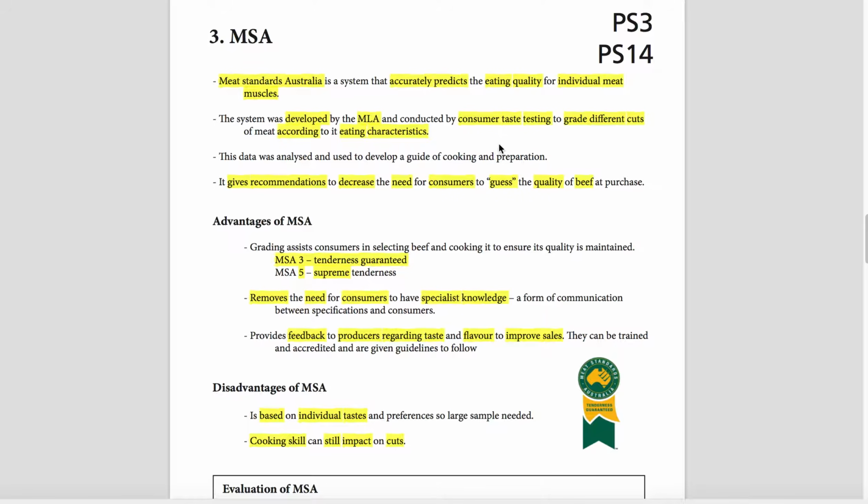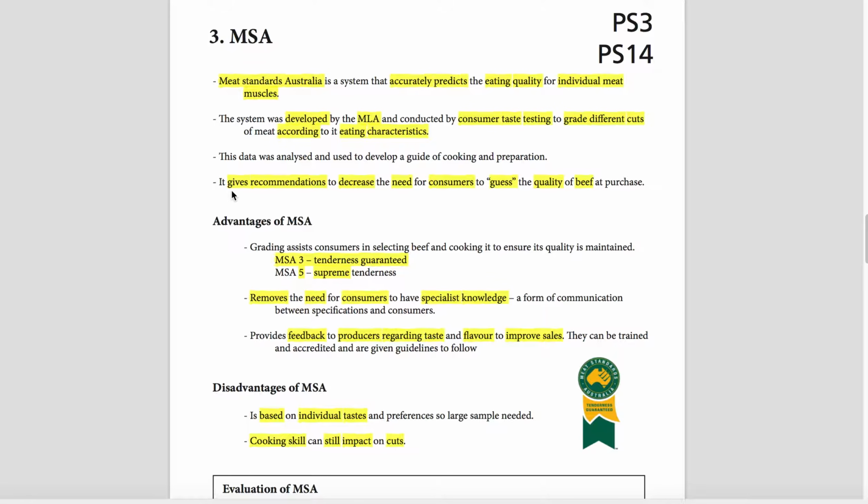So they worked out from hundreds of thousands of consumer taste tests what people wanted in different cuts of beef, what they liked, what they wanted. And then they worked out backwards, how do we produce this? How do we actually make this happen in beef? What are the things we have to do on farm to make this piece of beef that the consumers really like in their taste tests?